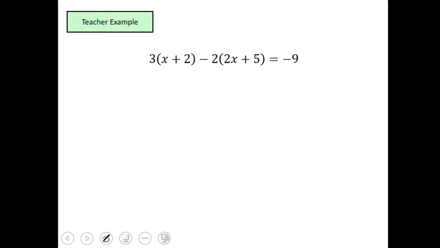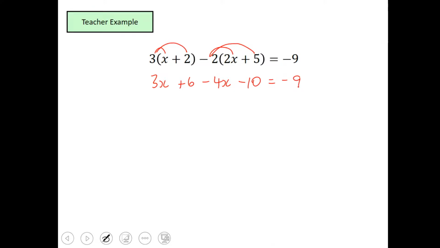Okay, a final example before I set you loose on some questions. So this has got 2 brackets, so you're going to have to expand both brackets. So here I go. You can copy this example onto a piece of paper. Obviously watch the video first, so watch how I go through this. So 3 times x is 3x, 3 times 2 is 6. Now, minus 2 times 2x is minus 4x, minus 2 times 5 is minus 10, and that equals minus 9.